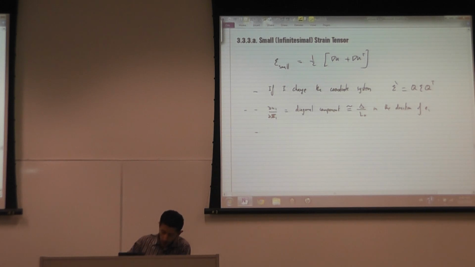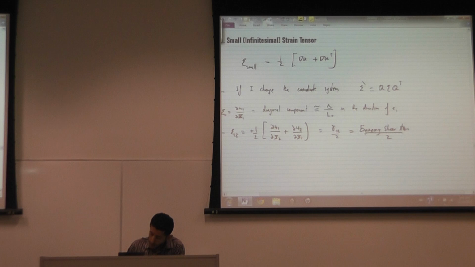So this is epsilon 1,1. Epsilon 1,2 is equal to negative half of partial u1 by partial x2 plus partial u2 by partial x1. This gives me gamma 1,2 over 2, which is the engineering shear strain divided by 2, in the plane e1, e2.